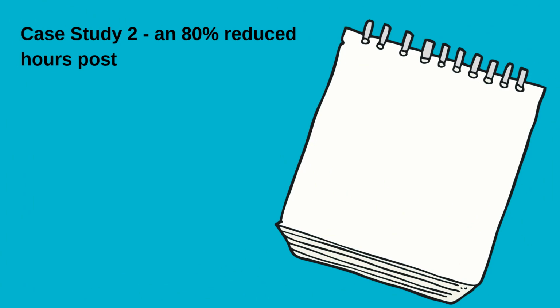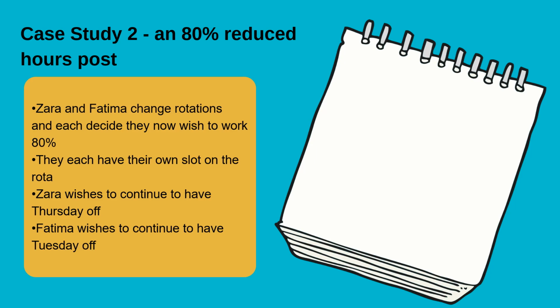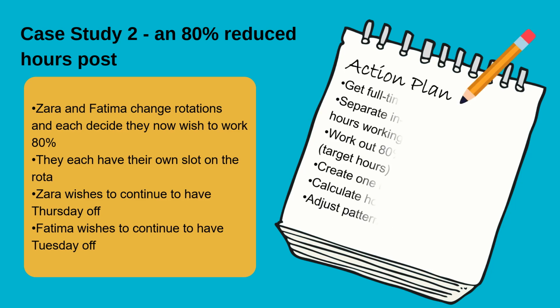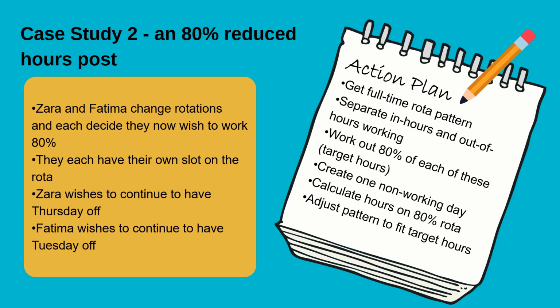Now let's consider this example. Zara and Fatima change rotation and each decide to work 80%. They each have their own slots on the rota. Zara wishes to continue to have Thursday off and Fatima wishes to have a Tuesday off. So again, we will approach this in the same way as before. We will need a copy of the full-time rota template to work out 80% of in-hours and out-of-hours shifts or shift types. Each trainee will need to block out their non-working day, then count up their hours and adjust their rota patterns accordingly.